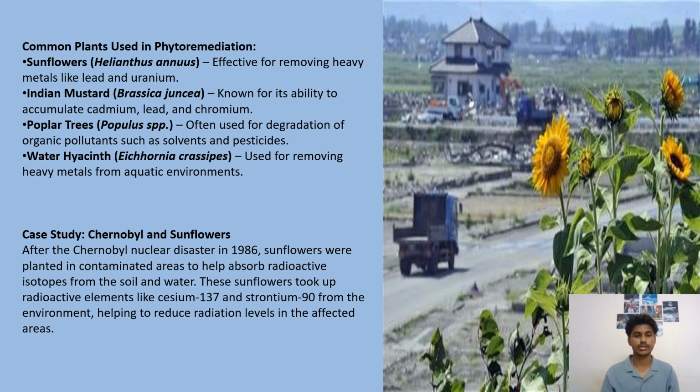We can see the case study of Chernobyl and sunflower. As we all know, the Chernobyl nuclear disaster happened in 1986, where the most radioactive elements were released into the environment. The government in Chernobyl planted sunflowers to reduce the radioactive isotopes from the soil and water. These sunflowers took up radioactive elements like cesium and strontium from the environment, helping to reduce the radiation level.